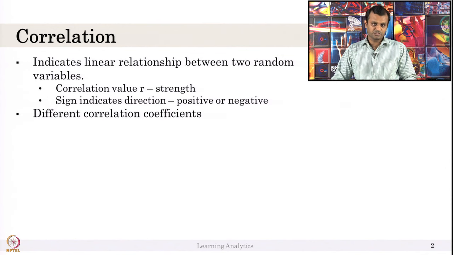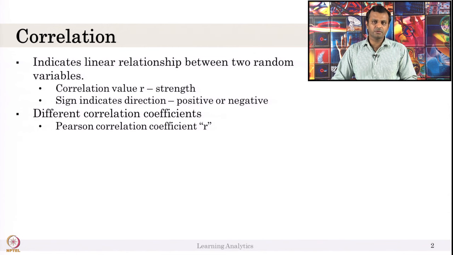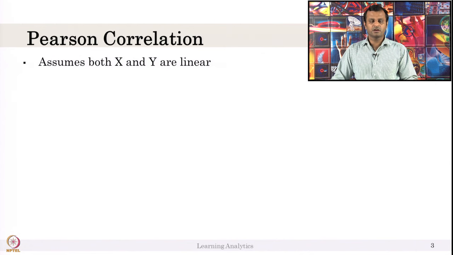So, there are different correlation coefficients. The first is the Pearson correlation coefficient. It is very common, used widely in Excel or in other libraries too. The definition we gave above is for the Pearson correlation coefficient. There are other correlation coefficients, such as Spearman's rank correlation or Kendall's coefficient. Let us look at the Pearson correlation in this video.